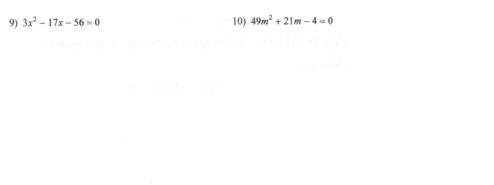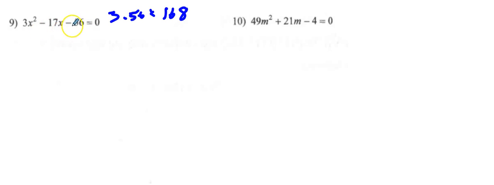The difference with this problem is that we have a leading coefficient, and so we need to multiply this 3, this a value, times this c value to find out what we're factoring toward. So if we multiply 3 times 56, that gives us 168. Then we have to find factors of 168 that add to negative 17.